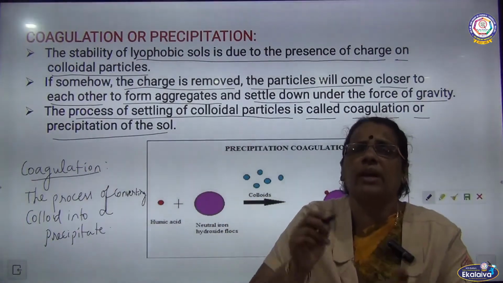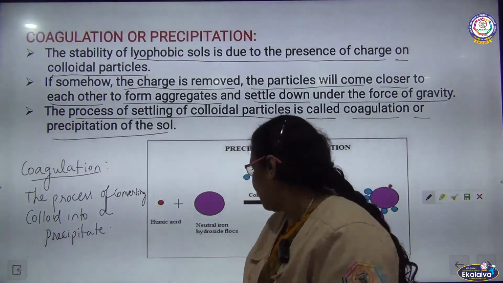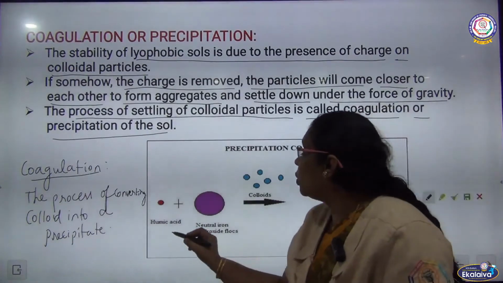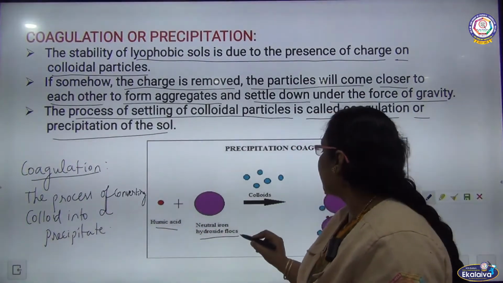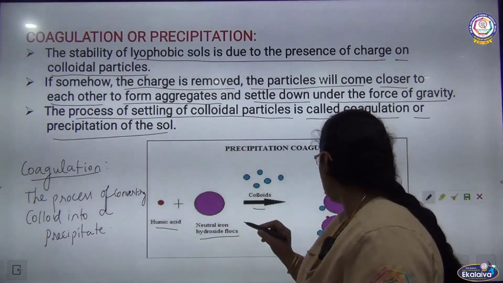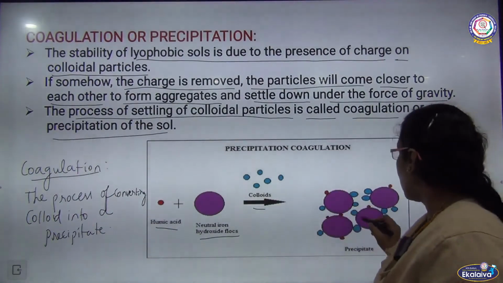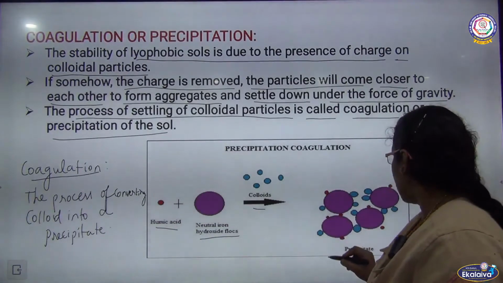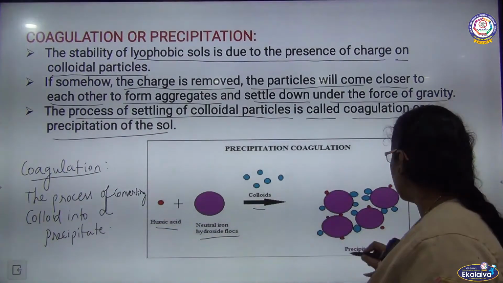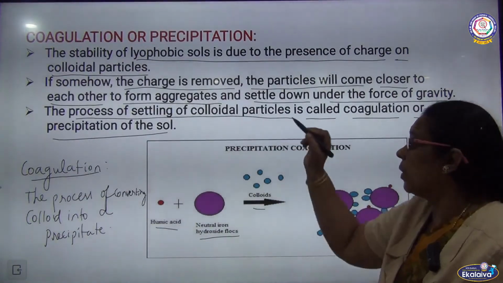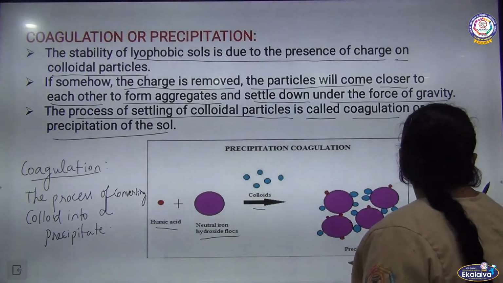Here, what we are doing? We are converting a colloid into a precipitate. So here actually, when humic acid is added to neutral iron hydroxide sol, what is happening? It forms a colloid. Mutual coagulation is taking place, absorption of ions, the ions are coming closer, so the colloids are converted into a precipitate. So we can call it coagulation.